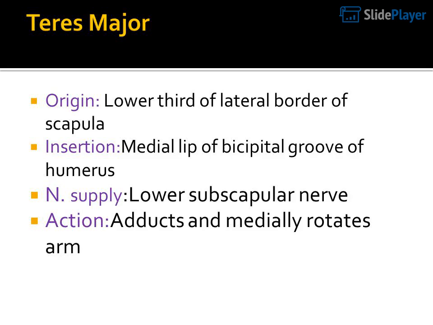Teres major and supply, lower subscapular nerve. Origin, lower third of lateral border of scapula. Insertion, medial lip of bicipital groove of humerus. End supply, lower subscapular nerve. Action, adducts and medially rotates arm.